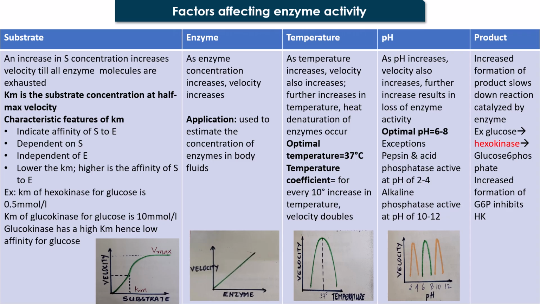The next factor is product. Increased formation of products slows down the velocity of the reaction. For example, glucose is phosphorylated to glucose 6-phosphate in the first reaction of the glycolytic pathway. So whenever there is increased formation of glucose 6-phosphate, it inhibits the hexokinase enzyme. This is the increased formation of the product slowing down the velocity of the reaction.